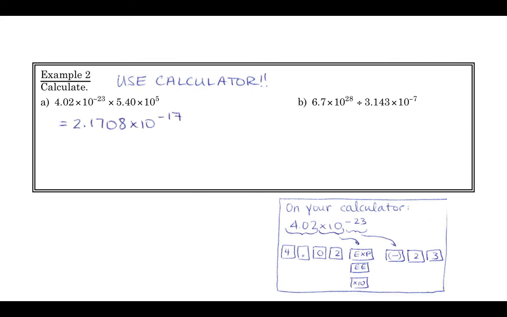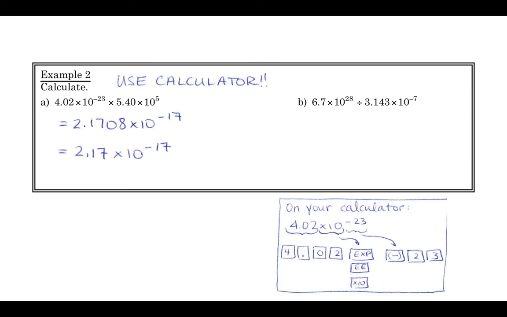When you do this, you should get an answer of 2.1708 times 10 to the negative 17. Now we monitor 3 sig figs here, 3 sig figs here. The powers of 10 do not add into our calculation of sig figs. It's just the number in front. So I need to round this to 3 sig figs, and I get 2.17 times 10 to the negative 17.